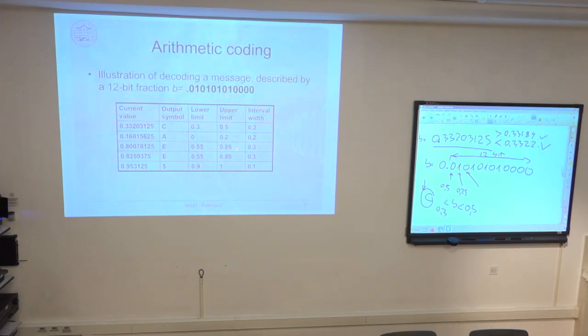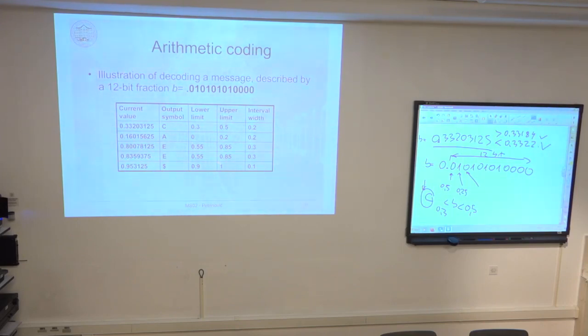Because this is the range for the symbol E, I have to subtract this value, 0.55, from this value, and then divide the difference with the width of the interval, 0.3. Okay? And I get the new value. The new value is 0.8359.